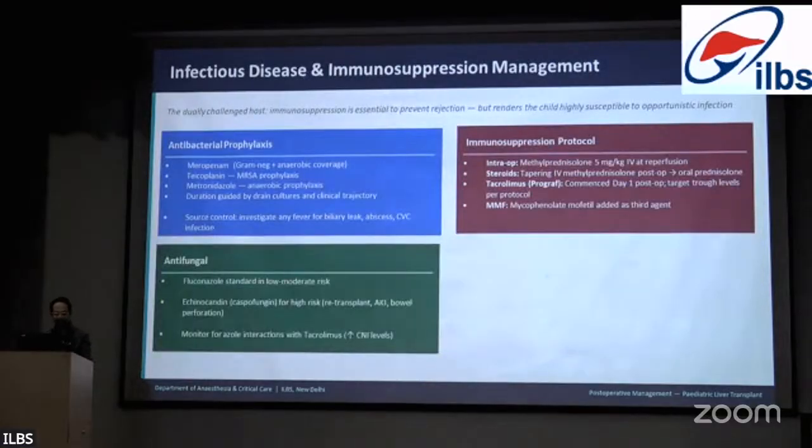Again, infectious disease and immunosuppression management, there is a dual challenge. Immunosuppression is essential to prevent rejection, but this renders the child highly susceptible to opportunistic infections. Antibiotic prophylaxis is started.